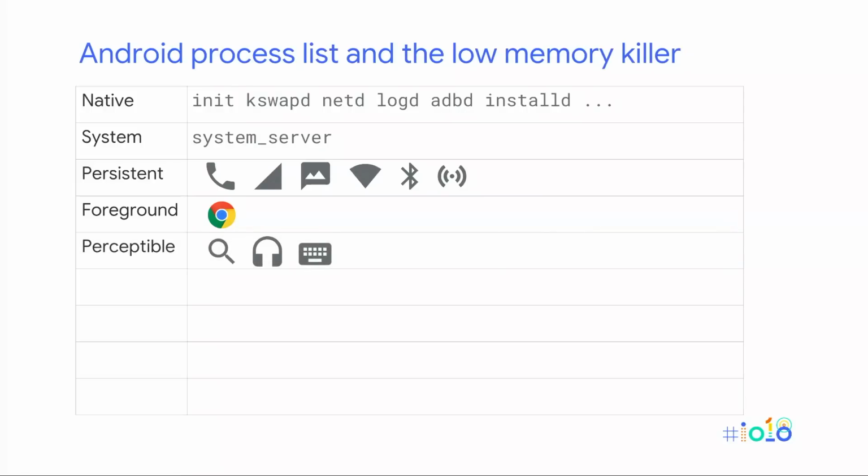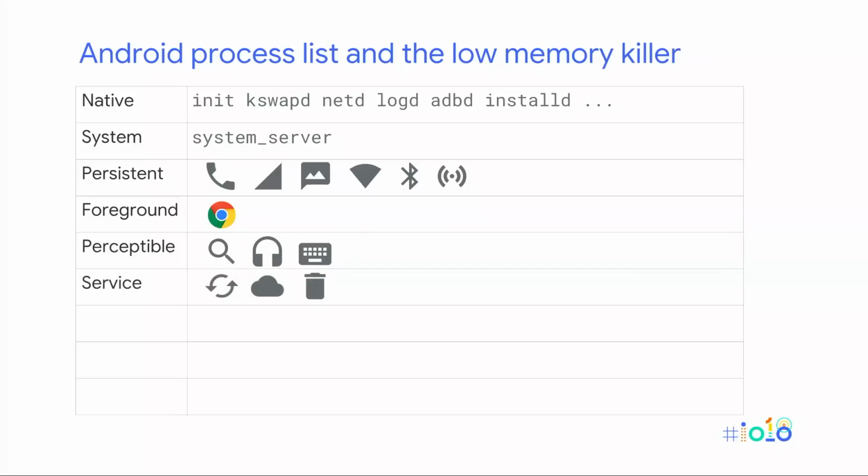Next in priority are what are called perceptible or visible processes. These are not processes the user is directly interacting with, but perceptible in some way. For instance, if you have a search process, maybe it has a little bit of UI on the screen. Or if the user is listening to music in the background, they can hear that music through their headphones. They can perceive it.